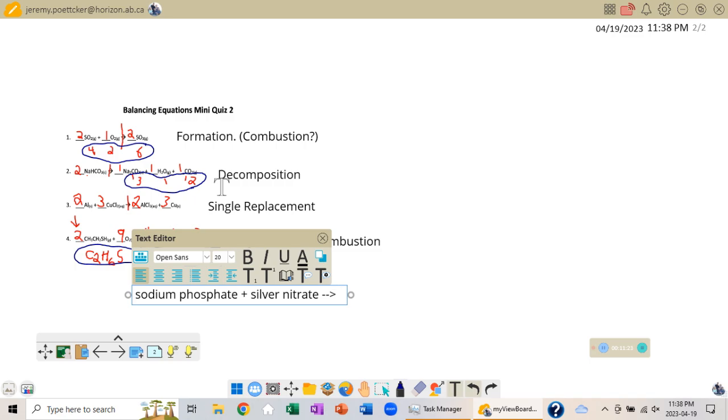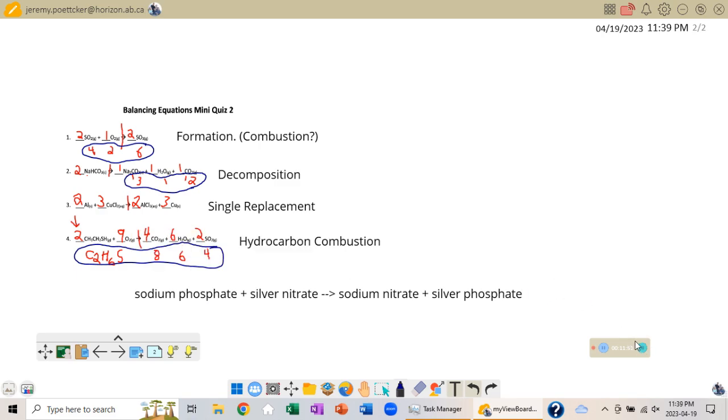This is going to turn into, if this is a double replacement, double replacements are easy to write with the words, and maybe sometimes that helps. The sodium is going to switch places with the silver. So we're now going to have sodium nitrate, and the silver will switch with the sodium. Silver phosphate. And there we go.